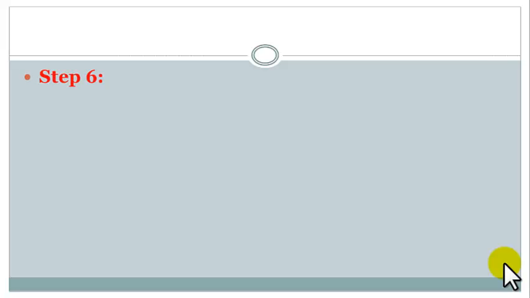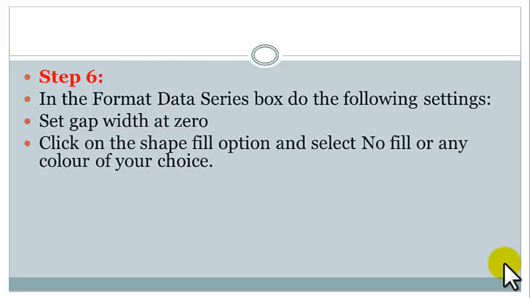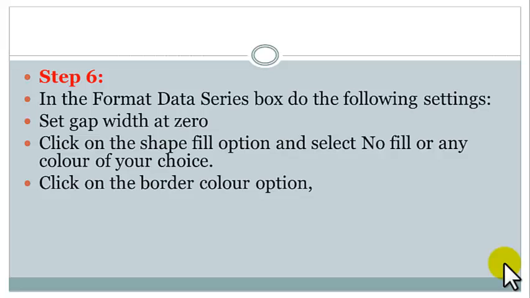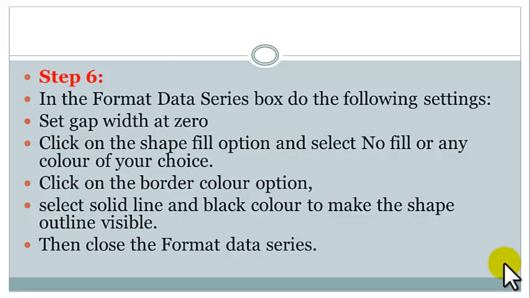Step 6. In the Format Data Series box, do the following settings. Set gap width at 0. Click on the Shape Fill option and select No Fill or any color of your choice. Click on the Border Color option. Select Solid Line and Black color or any other color of your choice to make the shape outline visible. Then close the Format Data Series box.